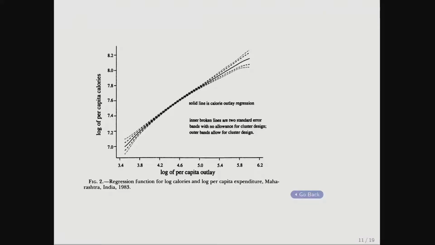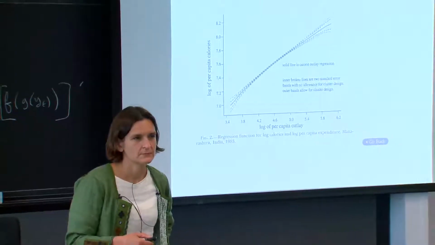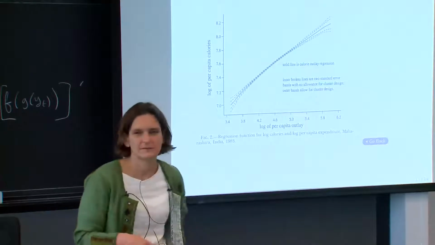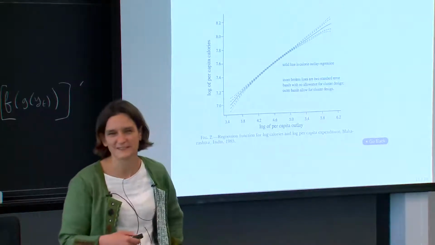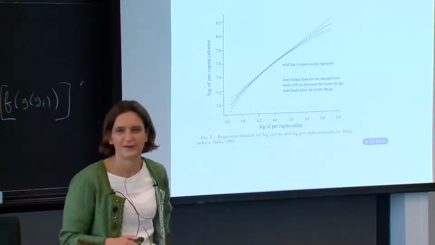Where do we read the elasticity of per capita calories as a function of per capita expenditure? This is expenditure, but think of it as income for now to simplify things. How do I read the elasticity? I'm not asking you what it is, but how would I find out what it is if you had a ruler?